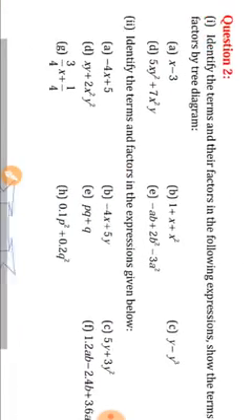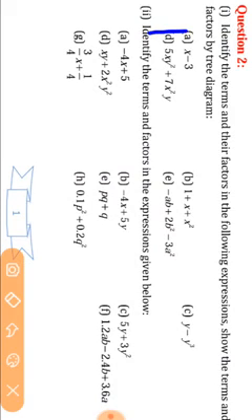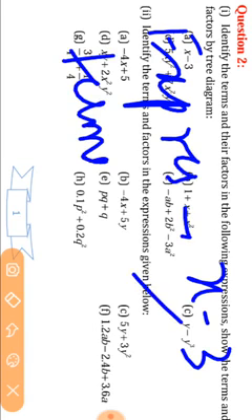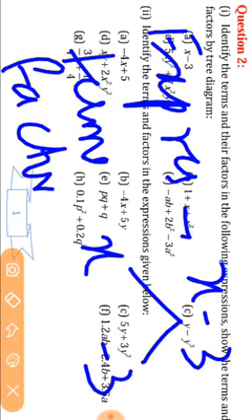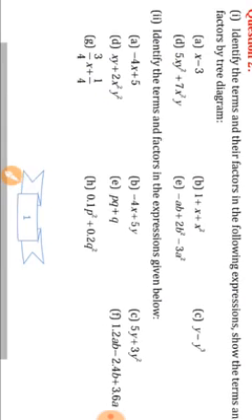Now the next question. Identify the terms and factors in the following expressions. Show the terms and factors by tree diagram. Tree diagram means, as I said in the explanation, x minus 3 is the expression, and the terms are x and minus 3. Factors here are 1 into x. Here minus 3 into 1, or 1 into minus 3, like that. So this is how you have to write it with a tree. All of you must do this.